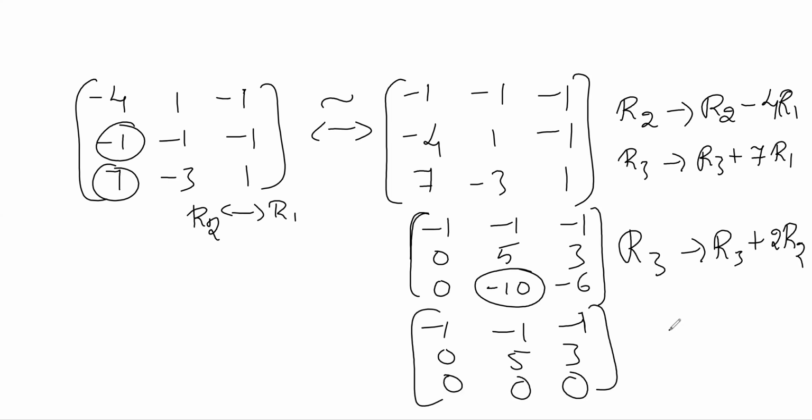How many non-zero rows are you getting? 2 non-zero rows. So the rank of the given matrix, if you consider it as A, will be 2. Understood? Yes, sir.